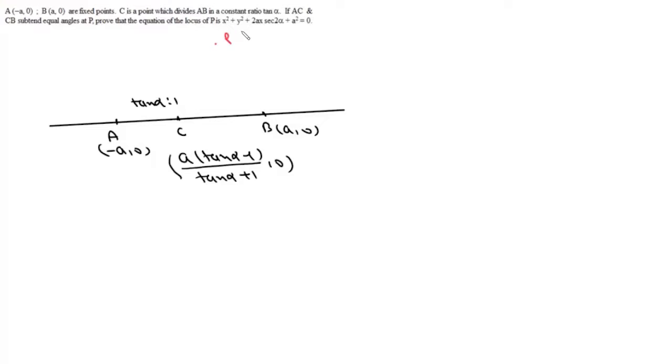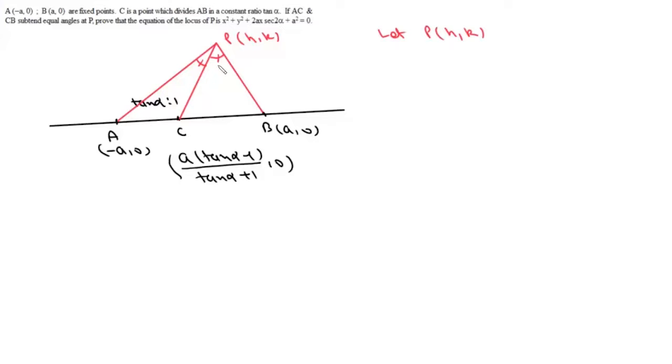And then we have this point P such that AC and CB subtend equal angles at P. And we have to find the locus of P. Now, if they subtend equal angles, that means this PC is an angle bisector. Now, since it is a locus question, we'll assume this P to be (h, k). So we'll let P be (h, k).